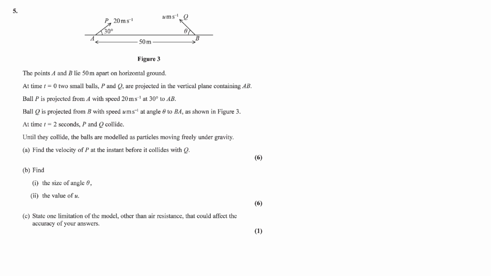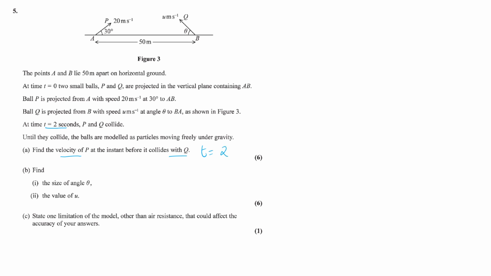But we're given the information about P being projected at 20 meters per second at 30 degrees, but no information about Q. We're told that they're projected from A and B, which are 50 meters apart, and they collide 2 seconds after being projected. And for part A, we're being asked to find the velocity of P the instant before it collides with Q. So that's going to be when T is equal to 2 seconds.